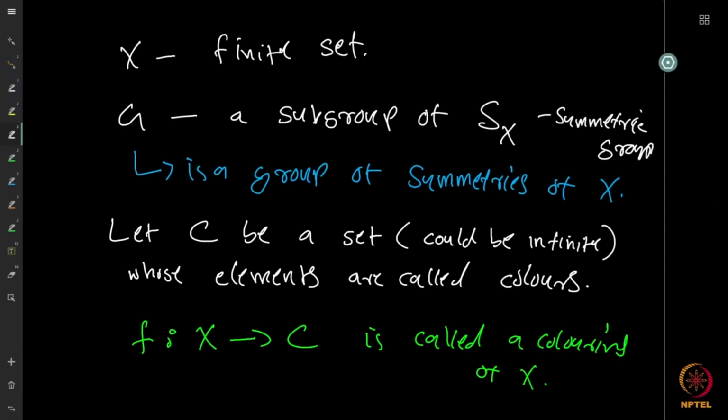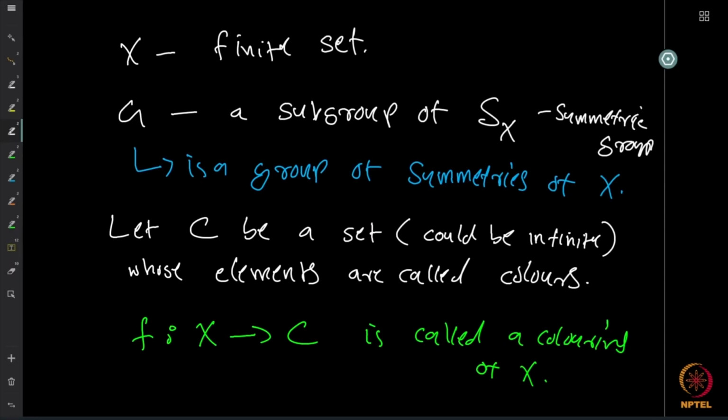So let us start with a set X, which is a finite set. Okay. Now we consider a group G as a subgroup of Sx, which is the symmetric group. Now this group is basically a group of symmetries of X, right? Because permutations, as a group, can represent symmetries, and that is precisely the reason we call the group of permutations the symmetric group itself. Now we have this group of symmetries.